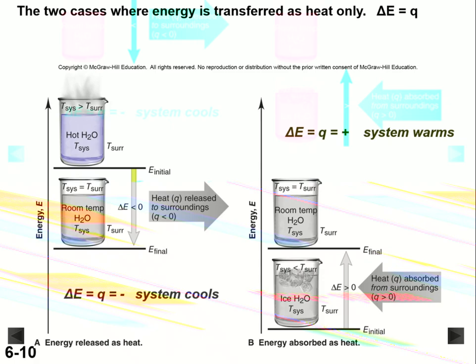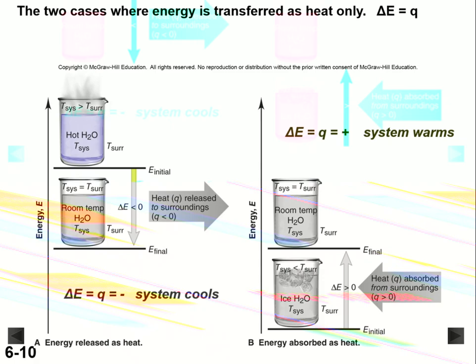On the right-hand side, our initial state is at low energy. Here we might have water and ice mixed together in some equilibrium mixture. So it's a cold system. If we set it in a warm room, then it will heat up to some final state. And as it heats from E initial to E final, heat is absorbed from the surroundings. So in this case, E final is greater than E initial, delta E is greater than 0, Q is positive.